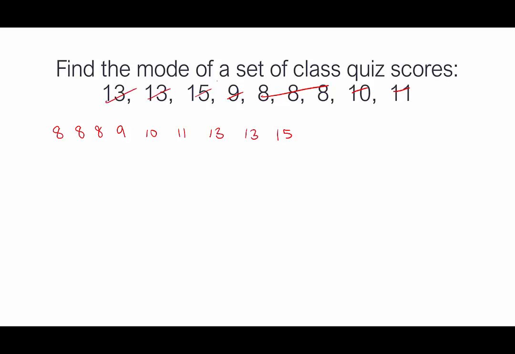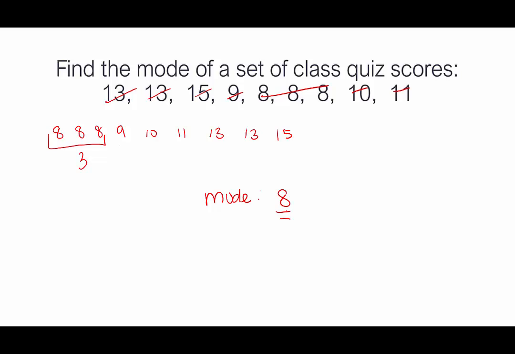So as I was writing these, did you pick up on the mode? Which one appears more than all the rest? That would be the 8. The 8 appears 3 times, whereas the 9, 10, 11, and 15 each appear once. 13 appears twice, but 8 is more frequently seen than any other quiz score. So we would say the mode quiz score is 8.